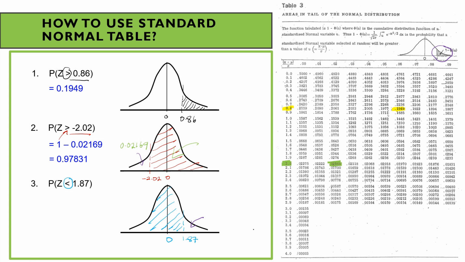So 1.87: 1.8, and then the second decimal here is 0.07. So the probability value here is 0.0307. Therefore, 1 minus 0.0307 equals 0.9693.